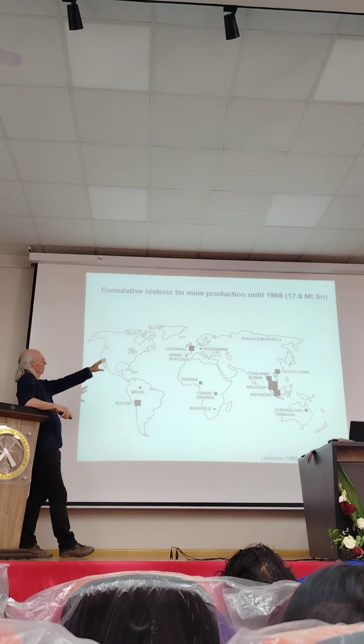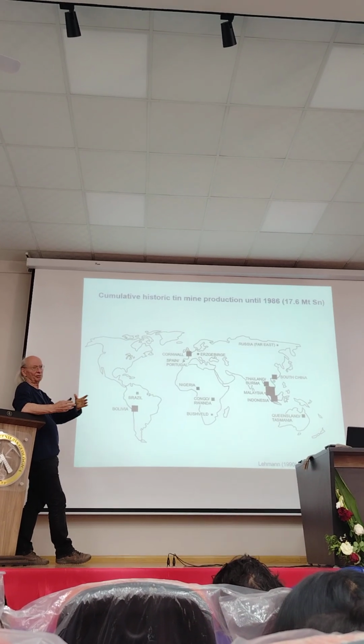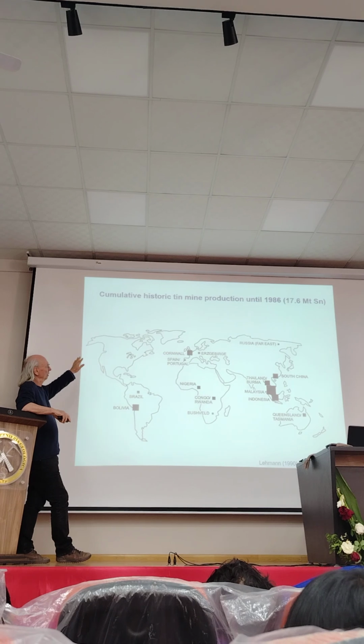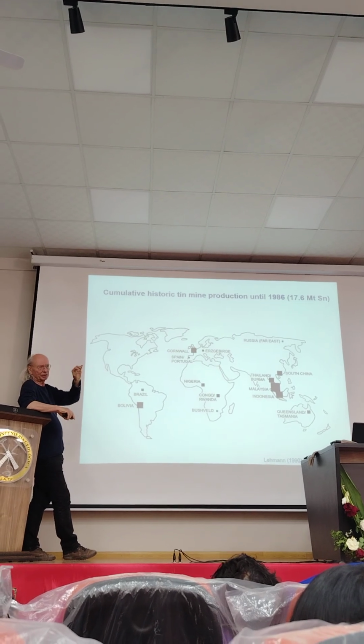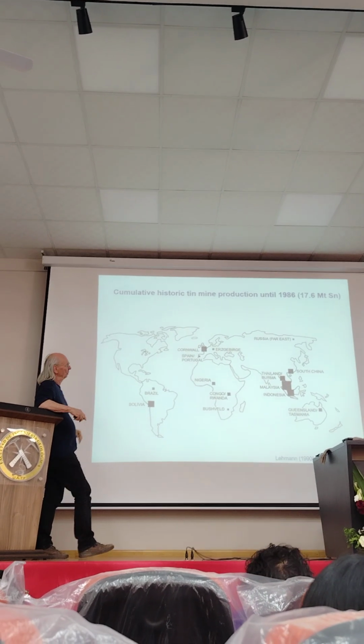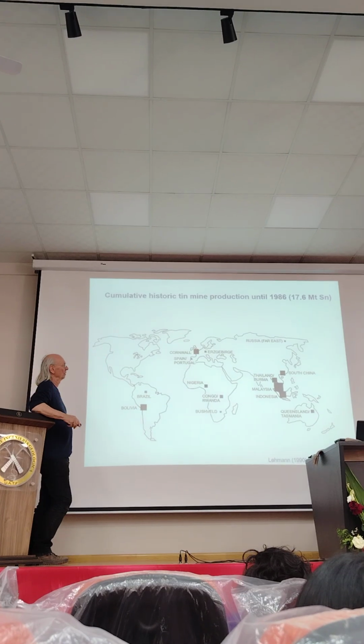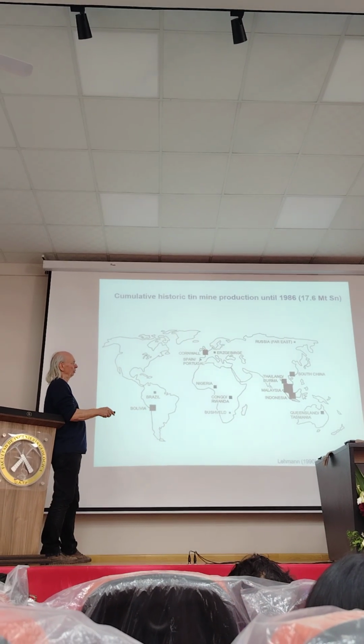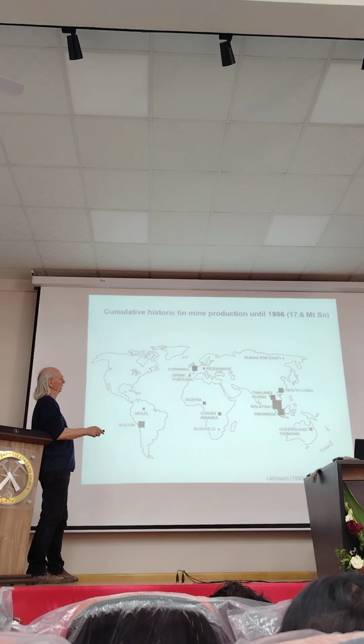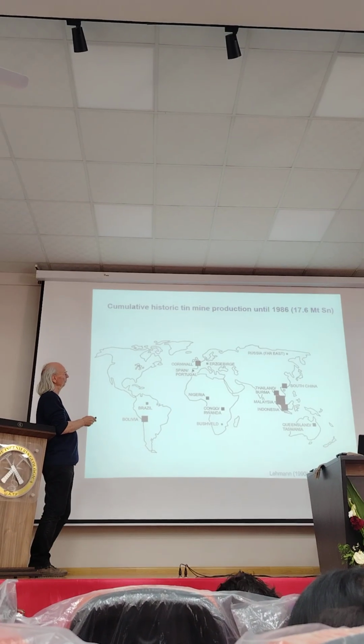Because you see that the tin deposits form provinces. They are not all across the map. They are related to certain small parts. This is what we call a province. So this is the Southeast Asian tin province. This is common. But we also have Cornwall.